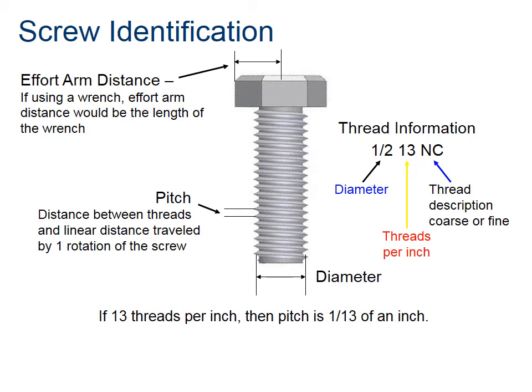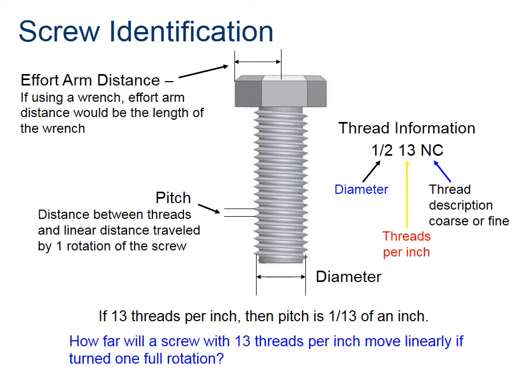So if you look at thread information, we would identify this. We would say 1/2 13 NC. For now, you can forget about NC. That's just a designation of the kind of thread that it is. The 13 is the pitch, or it's actually the threads per inch. So here we have 13. So for each turn of the screw, for each revolution, one revolution, 360 degrees, it moves 1/13 of an inch. And the diameter of the screw is 1/2 inch in this case. So in the blue here, and I kind of already mentioned this, if we turn one revolution of that screw, it's going to move 1/13 of an inch.